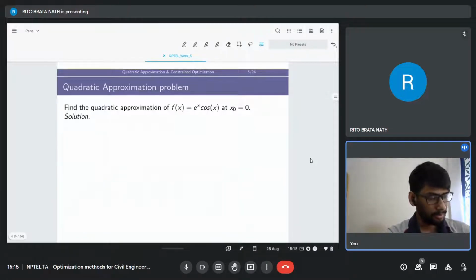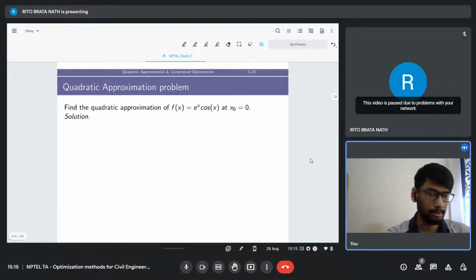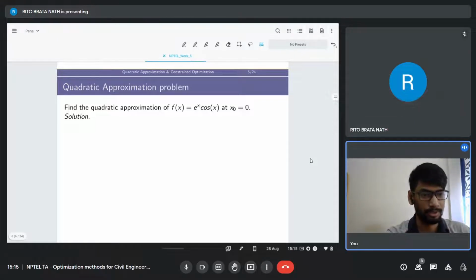Okay, so next you have to find the quadratic approximation of this function f(x) equals e to the power x times cos x. So now you have an exponential function multiplied with a trigonometric function. And again, you have to find the approximation at x naught equals 0. You can notice that if you put x equals 0, it's e to the power 0 times cos of 0. So that's 1. So the function takes a value of 1 at the point x naught equals 0.